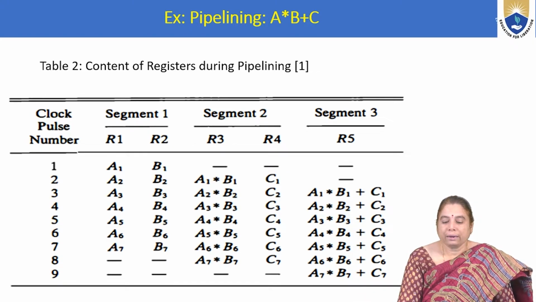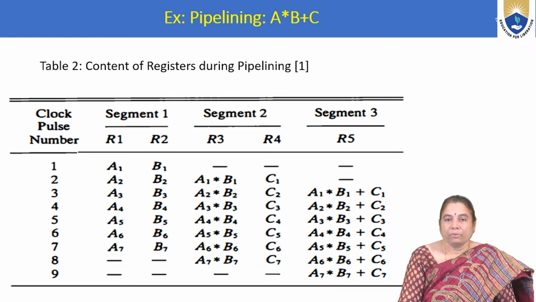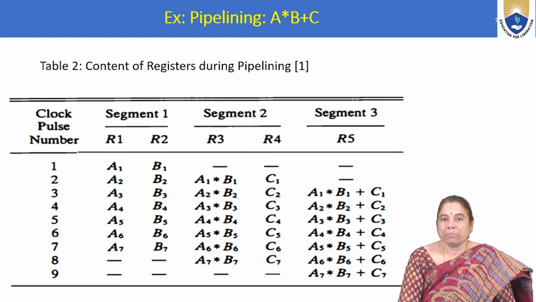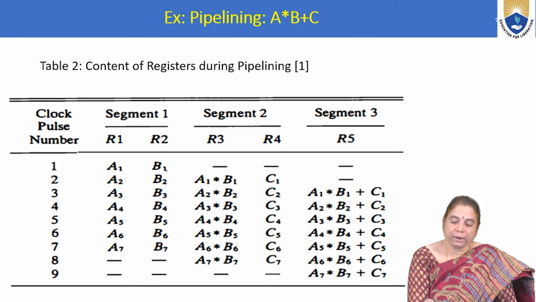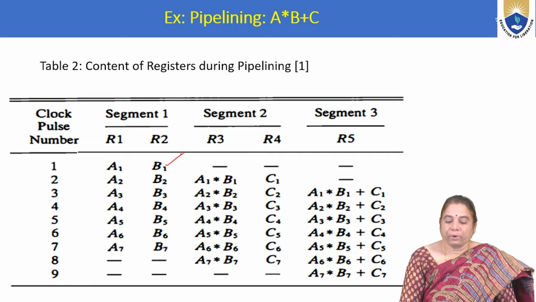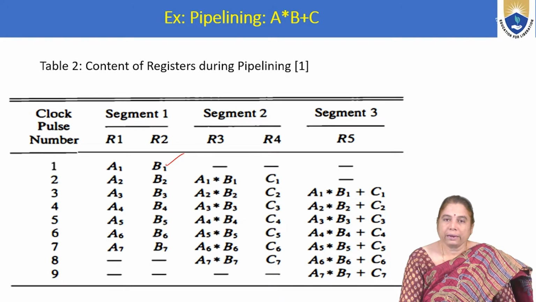So how do the contents of the registers change during implementation of the example A times B plus C during the pipeline process? Each and every sub-operation is implemented with the help of clock pulses that are generated with the help of the sequence counter of the control unit. So during the first clock pulse, the first segment sub-operation is implemented. Here the R1 and R2 registers are loaded with the two input numbers Ai and Bi.